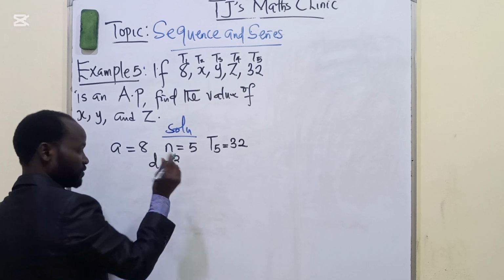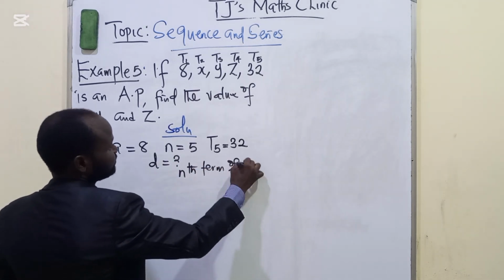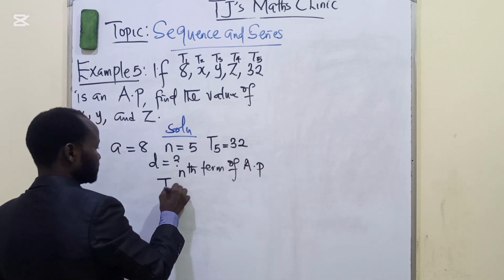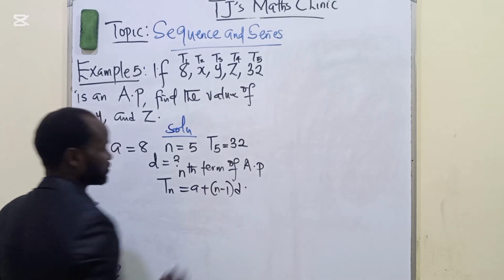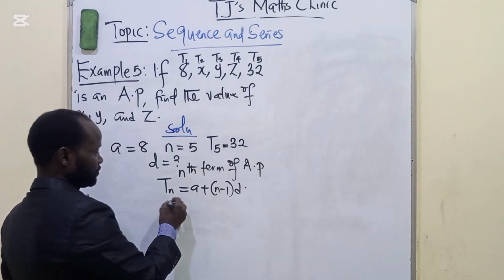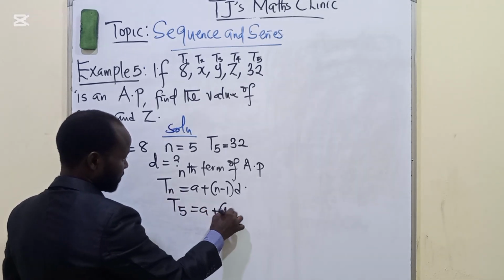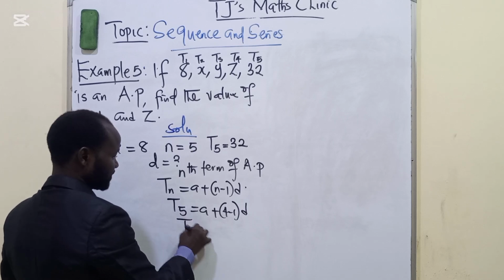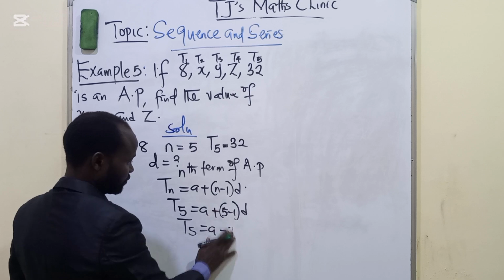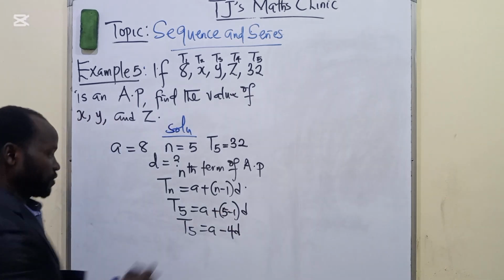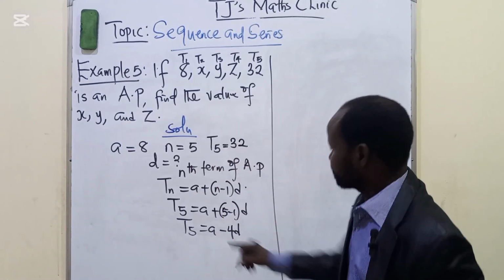Using the nth term of an AP, the nth term will be equal to a plus n minus 1 multiplied by the common difference. So T5, when n is 5, will be equal to a plus 5 minus 1 times d. T5 will be equal to a plus 4d, because 5 minus 1 is 4, and 4 times d is 4d. So we use this concept.